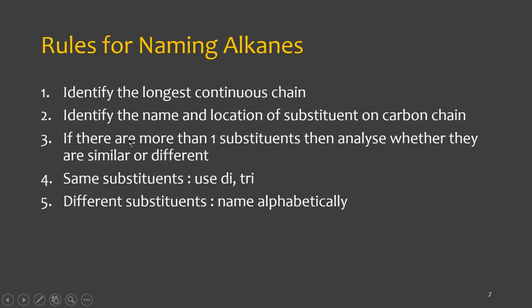And then if there is more than 1 substituent, analyze whether they are similar or different. It means if there are two substituents, analyze whether both of them are methyl or both of them are ethyl. So if the substituents are the same, we use the prefixes di and tri, di for 2 and tri for 3. And if the substituents are different, like one group is an ethyl group and the second group is a methyl group, then we must name them in alphabetical order. For ethyl and methyl, the E comes first, so the ethyl substituent will be placed before the methyl substituent.